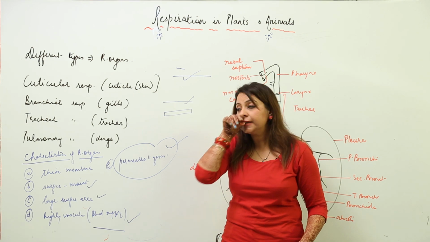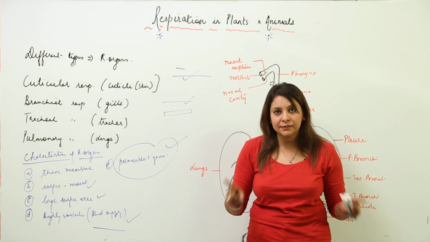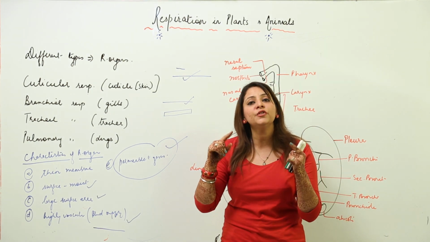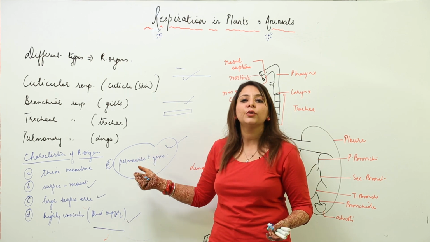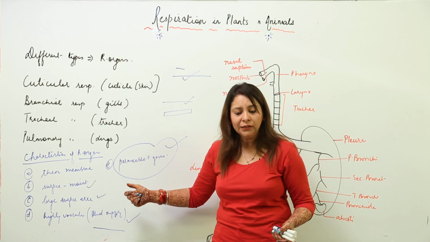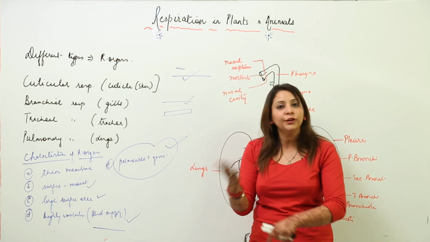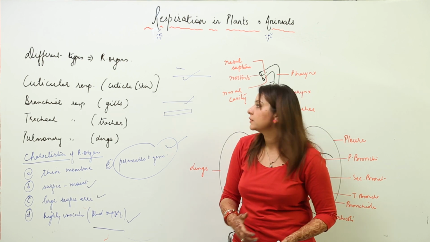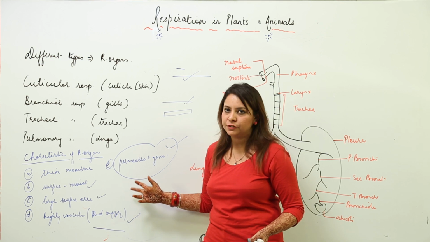We are not talking about which of them is the most efficient one. Keep that in mind. I am just saying that the respiratory organ, the one which acts as a respiratory organ, should possess these 5 characteristics. Then only it is going to act as a good respiratory organ, otherwise it is not going to show any kind of respiration because there won't be any diffusion of gases. So these are the different respiratory organs and the characteristics of respiratory organs.